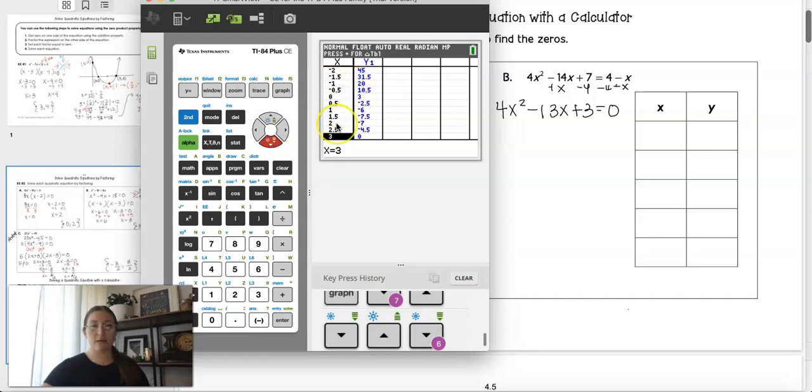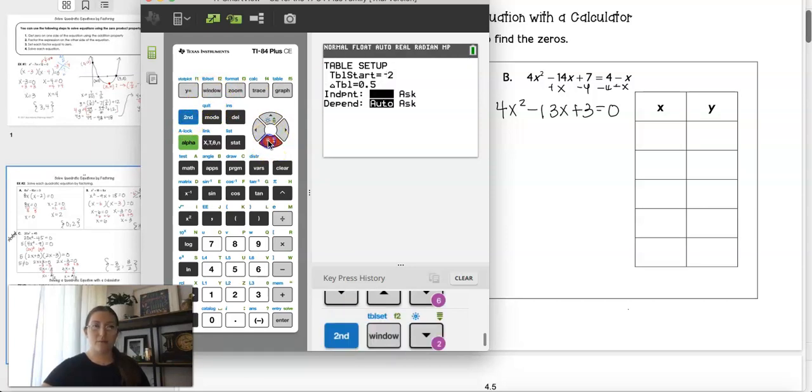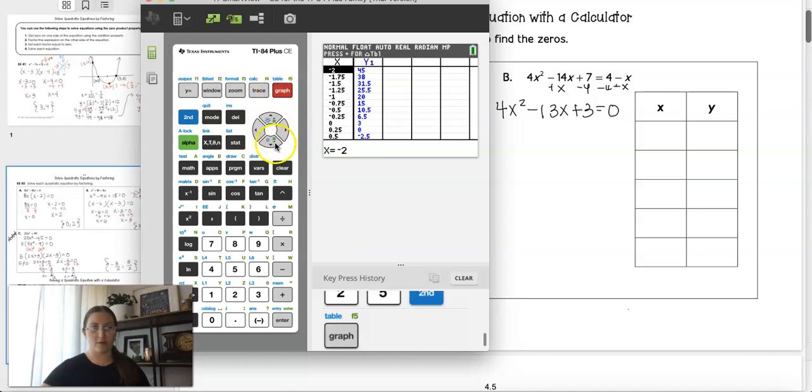Again, we're dealing with the same situation here. I need to change what the table is going up by. Right now I'm going up by 1/2, but I need to get something in between here. So let's adjust it again. Second table set, and now let's maybe go up by 1/4, so 0.25. Go back to our table, and now we'll see if we can see our 0. Scroll down, and there she is. At 1/4, there's a 0. And then at 3, there was a 0.